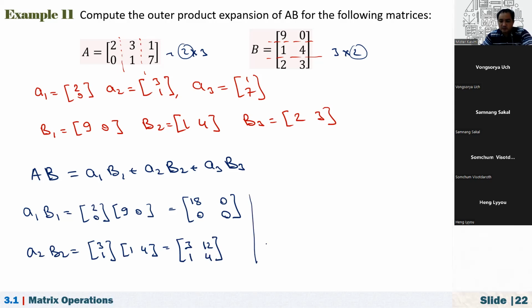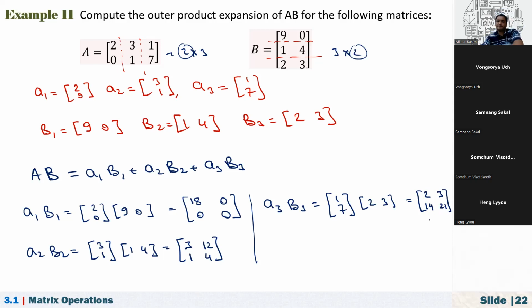So we need to calculate one more. The last one is A3 and B3. A3 is 1, 7, and B3 is 2, 3. So the result will be 1 times 2, it is 2, 1 times 3, it is 3, 7 times 2 is 14, and 7 times 3 is 21.